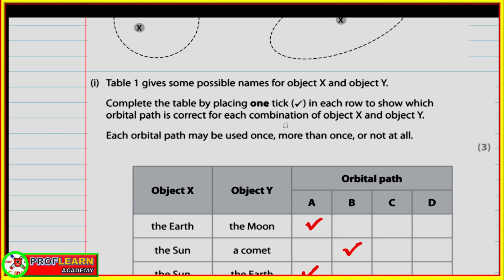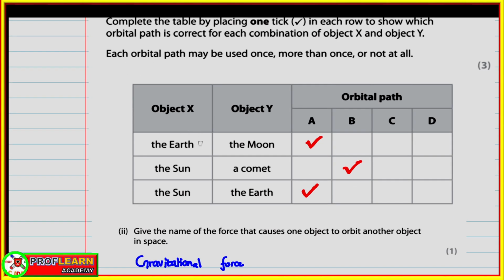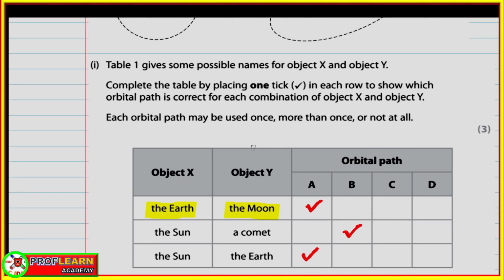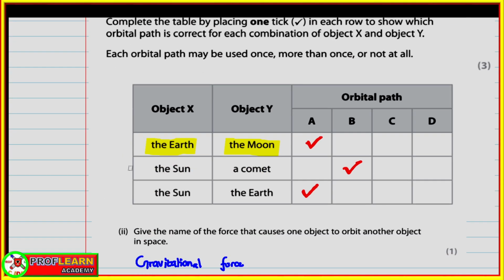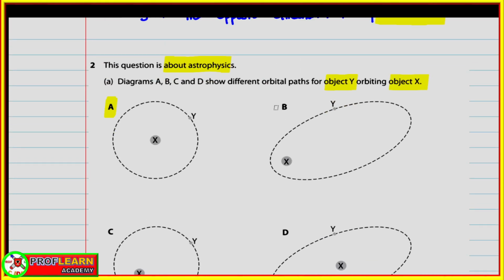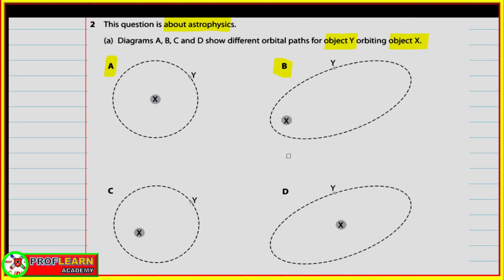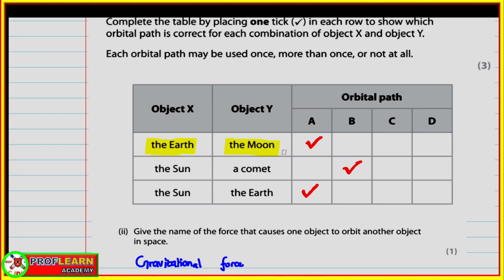And then the student was supposed to complete the table by placing one thing for each of the following: Earth and the moon. Remember, the Earth is at the center, the moon orbits around it, and the orbit is usually circular. And this is the best to describe that. And then we have the sun and the comet. Then B is the correct one because the sun will be towards one end of the elliptical orbit. The sun and the earth, A can also describe that best.